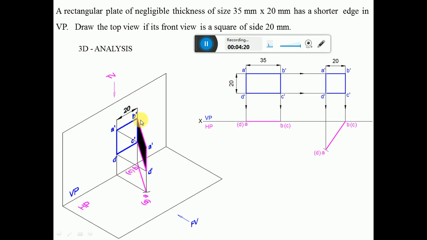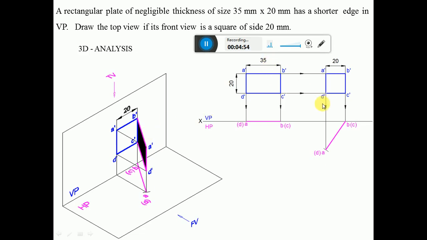Still, since the surface is inclined to VP, we can see the surface as a 20 mm square in the front view when you look from the front. But when you look from the top view, since the surface is perpendicular to HP, you are getting a line in the horizontal plane. So when you look from the top view, D is near to the observer, so it is visible, and C is away from the observer, so it is in brackets. Similarly, A is near to the observer, so it is visible, and D is away from the observer, so D becomes invisible. So it can be seen here.